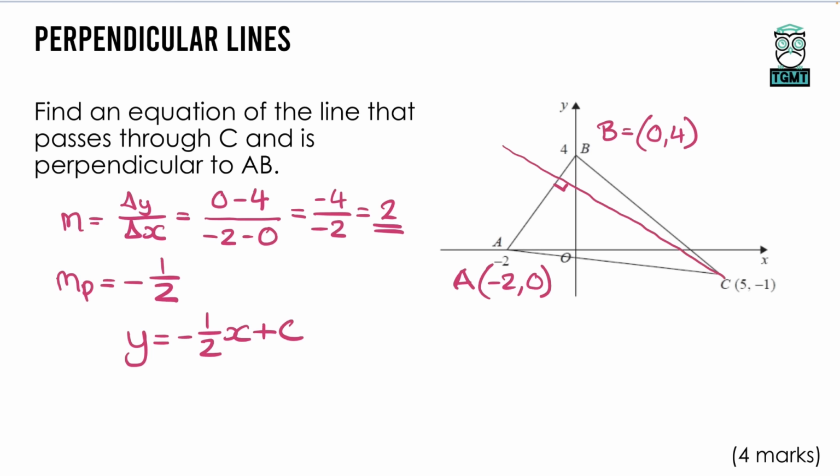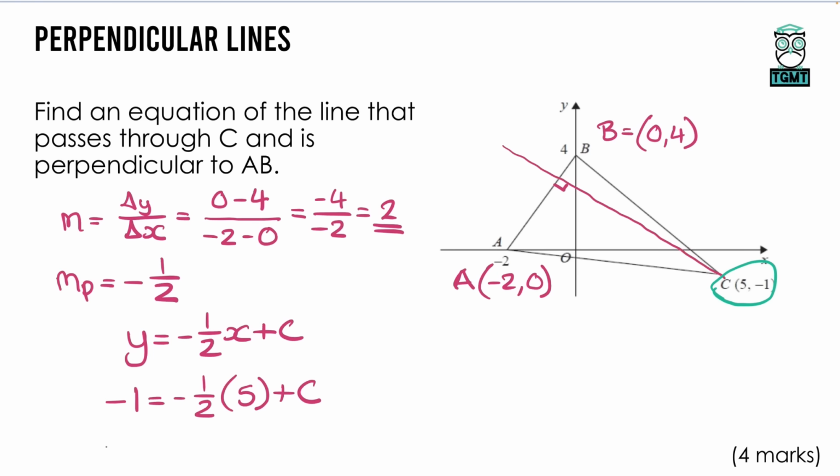To do that, we need a coordinate that's on that line, and it's told us that this one passes through the point C. So I just need to substitute those coordinates into my line equation. So y is -1, that's equal to -1/2 multiplied by x, which is 5, and then plus c. Now in this circumstance we would likely just use the calculator to make sure we get these values correct, but 1/2 times 5 is just 2.5, and it is -1/2 times 5.